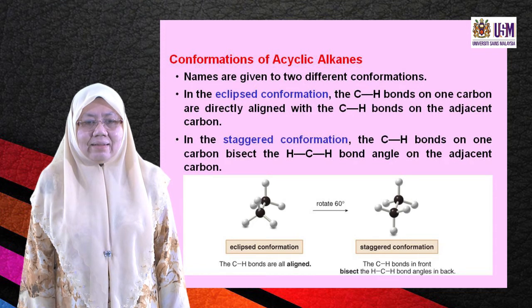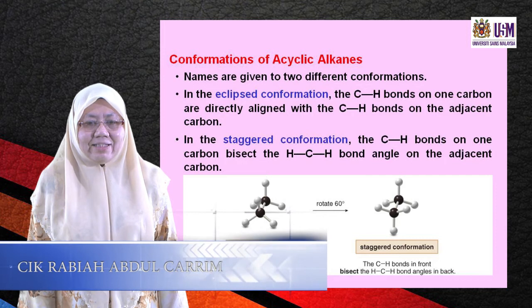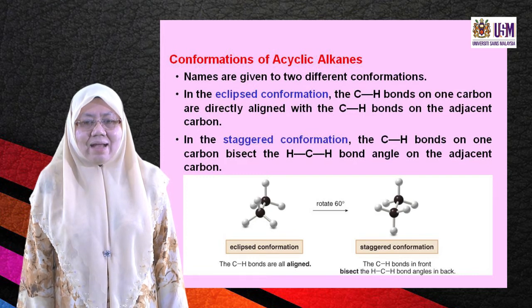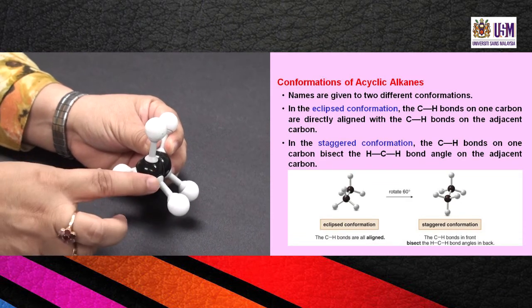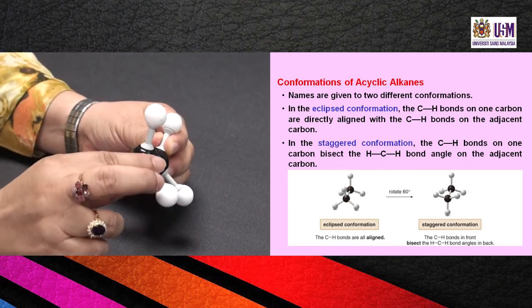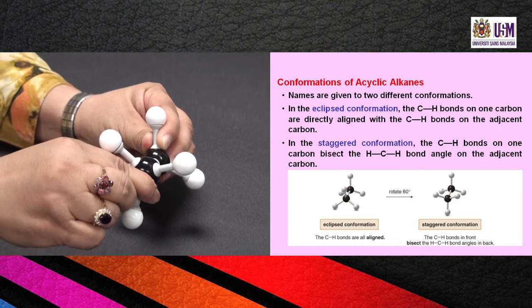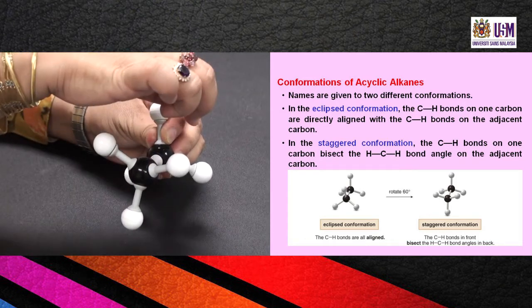The diagram on the left shows an eclipse conformation where all the carbon-hydrogen bonds are aligned. And when we rotate this 60 degrees, we will get the staggered conformation. In this conformation, we see the carbon-hydrogen bonds in front bisect the ones at the back. In the eclipse conformation, the carbon-hydrogen bonds are aligned. When we rotate 60 degrees, this is the staggered conformation. The carbon-hydrogen bonds in front bisect the carbon-hydrogen bonds at the back.